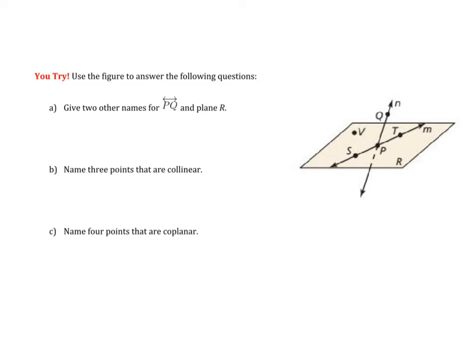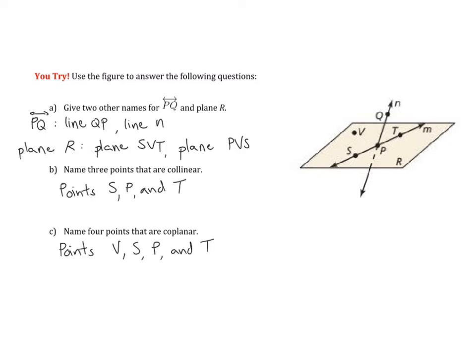All right, so for this problem right here, go ahead and pause the video and give this a try on your own. Go ahead and check your answers over, okay? So the first one asks us for 2 names for line PQ. And so I have 2 options here. We can say line QP, right? Q and P are on the same line, so we can use those. You can also use the lowercase n up here. That is an option as well, okay?